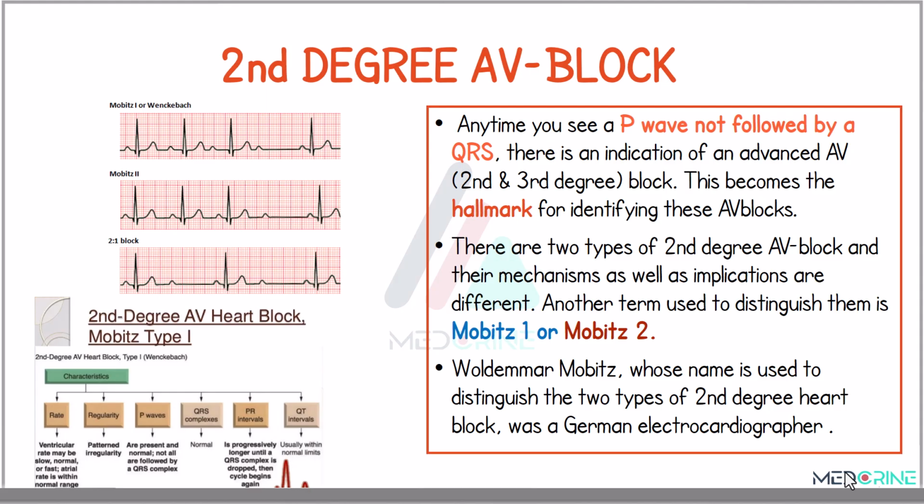Anytime you have a P wave that is not followed by a QRS complex, you automatically know this is not a first degree heart block. It is either a second or a third degree heart block. There are two types of second degree heart blocks, and their mechanism as well as implications are different from each other. Another term that we use to distinguish these two types is Mobitz I and Mobitz II.